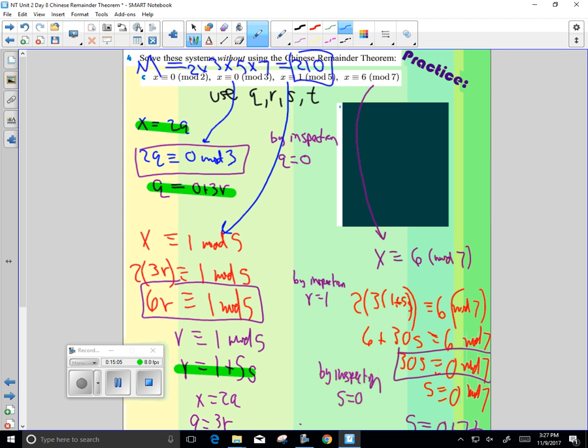6? 6 is congruent to 0 mod 2, yes. 6 is congruent to 0 mod 3, absolutely. 6 minus 1 is 5, mod 5, sounds good. 6 minus 6 is 0, mod 7, that works as well. It is 6. So that's how you find the solution without the Chinese remainder theorem. The theorem is quicker, but this is kind of good too.